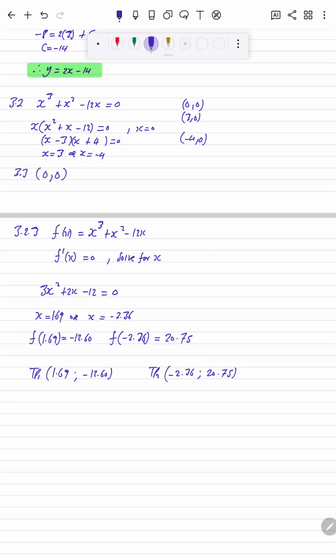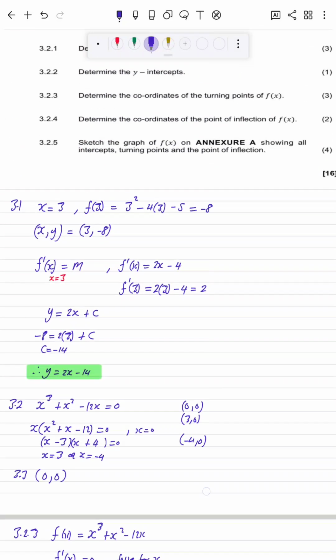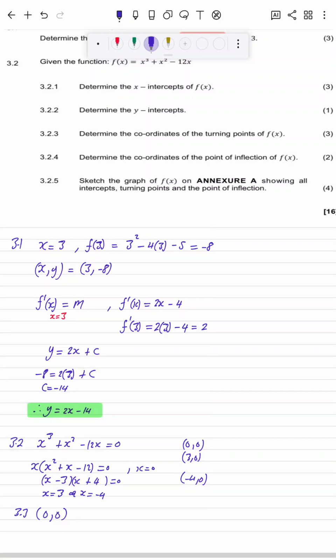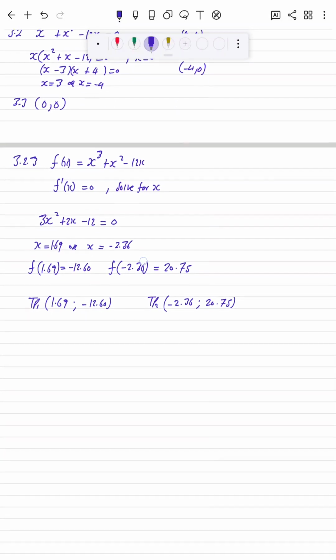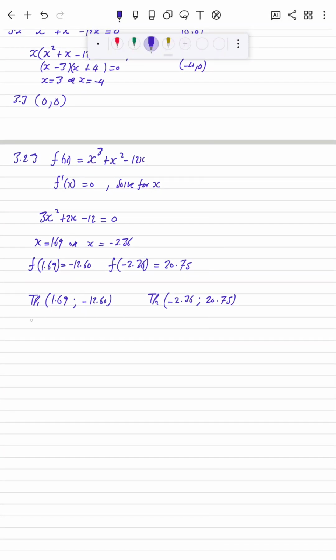So that's how you calculate the turning point. You do the same thing over and over again all the time. There is no deviation from the rule. But like I said, when we go live, we will emphasize more. Okay. Then 3.2.4 wants us to determine the point of inflection. Again, that is a question that presupposes derivatives.